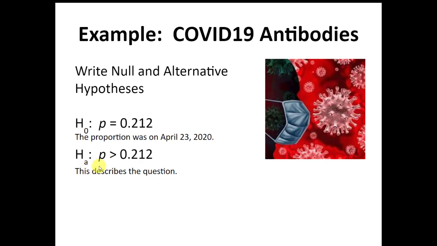So here, the alternative hypothesis is P, because we're talking about the population proportion. Has it increased? Has it gotten bigger than the expected population proportion, which was 21.2%, which is written as 0.212 as a decimal. So this is the null hypothesis and the alternate hypothesis.